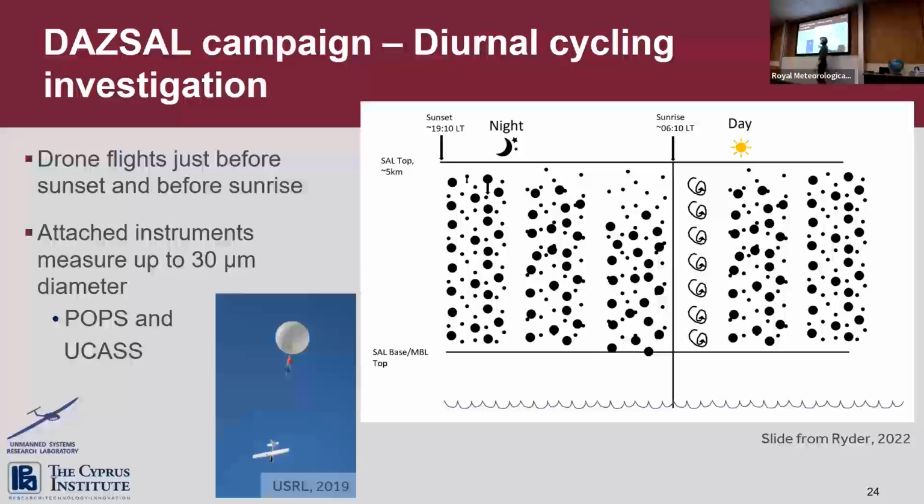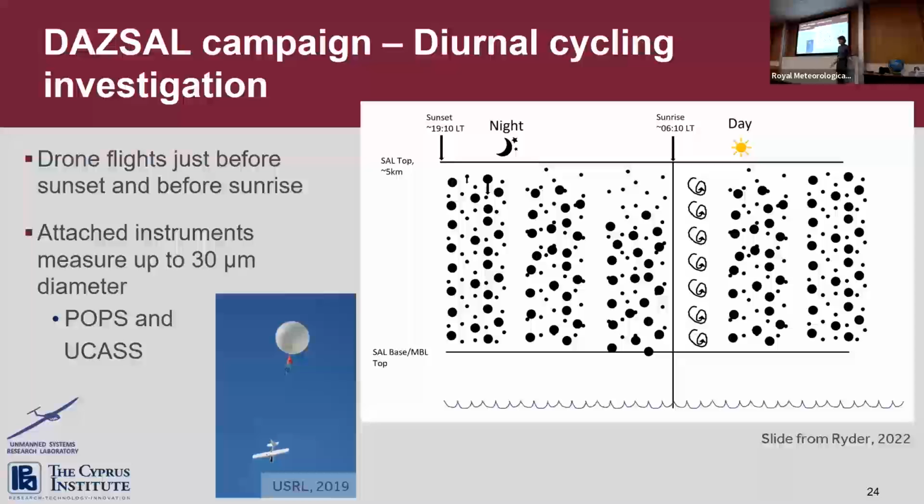So what we were doing was we had these drones here from USRL, which is the Unmanned Systems Research Laboratory. What we were trying to do was basically send these drones up with particle counters on, send them up just before sunset, try and capture what the size distribution looks like when it's completely mixed, and then try again just before sunrise, when it's maybe got this slight drop. It would be very cool if it showed that.